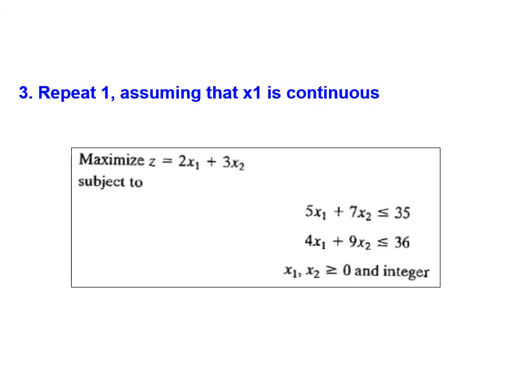Now another example, another practice for you is, let's repeat the same problem, but this time let's assume that here in the model x1 and x2, both of them were integers. But let's assume that only x2 is integer. x1 is a continuous variable. Okay? Let's try to solve the problem with this assumption, and let's try to understand how the problem changes.